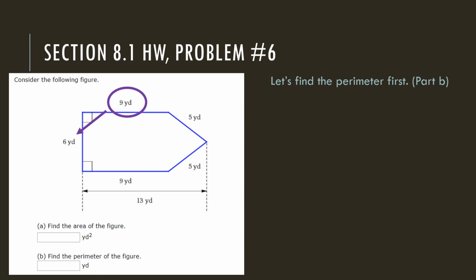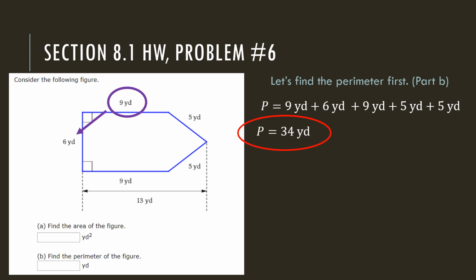I'm going to start with 9 and move to the left. Now, I'm not going to include this length right here because that's just telling me that the distance from the very bottom of the shape to the very top is 13 yards. So I'm just going around and I'm going to add together 9 plus 6 plus 9 plus 5 plus 5. So the perimeter is 9 yards plus 6 yards plus 9 yards plus 5 yards plus 5 yards. If you add together all of those numbers, that gives you the perimeter is 34 yards.